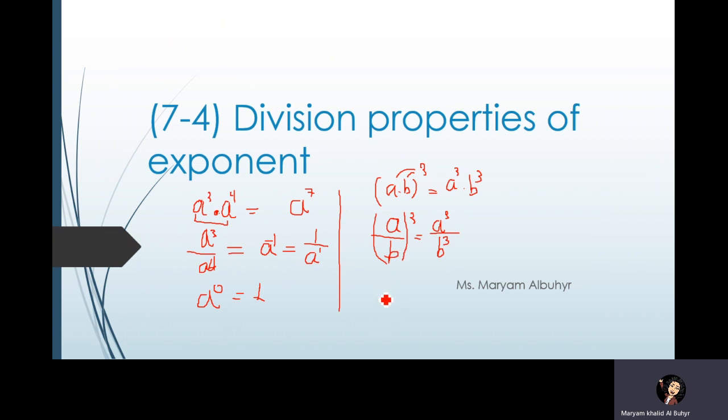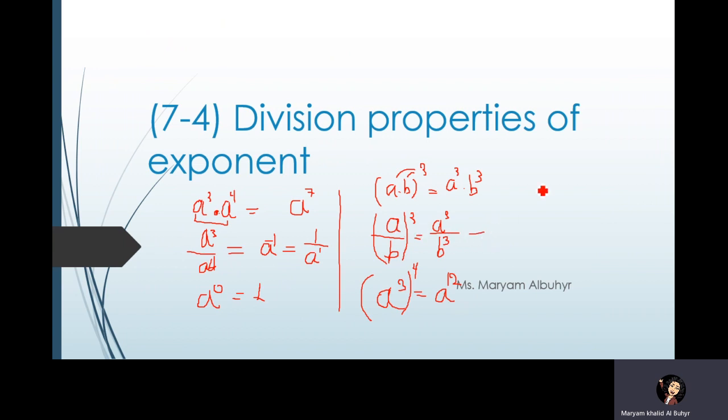We also learned that if we have a power raised to another power, for example a to the power 3, all to the power 4, you multiply the powers, so that will be equal to a to the power 12. That's the idea of most things that we learned.